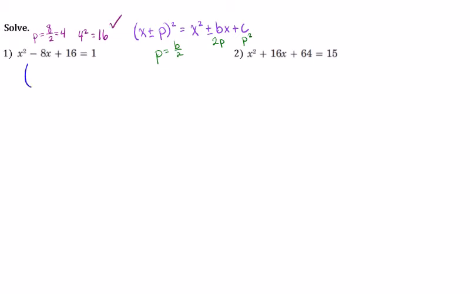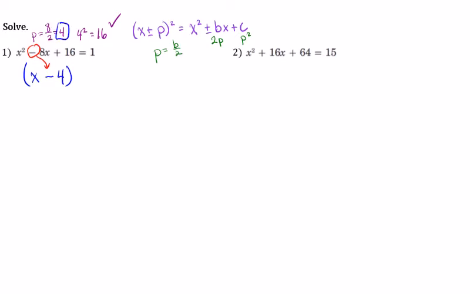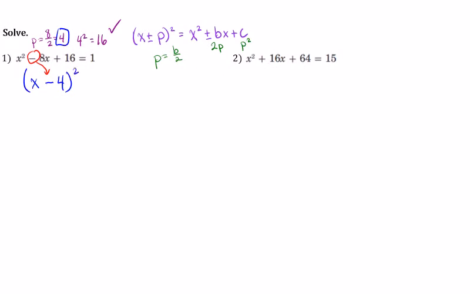I could just put an x here. Since this is a minus, that's going to make this a minus. This sign just tells you exactly what this sign is going to be. And then here we're going to put in p, which is 4. Then of course we just put the squared, the perfect square trinomial, and then we'll put the equals 1. Notice we're not setting one side equal to 0 in this case. This is a little different when we complete the square.